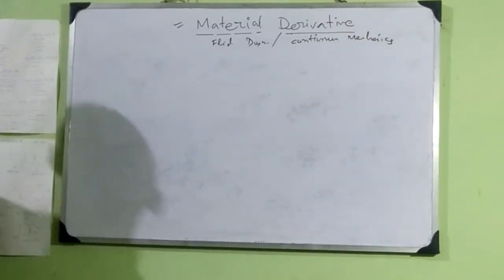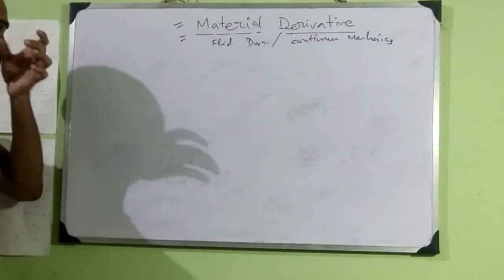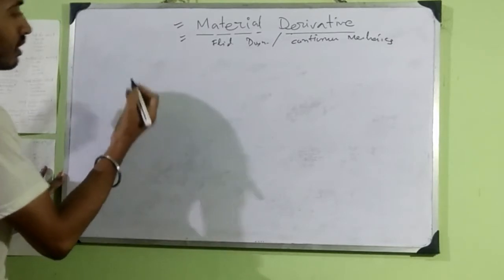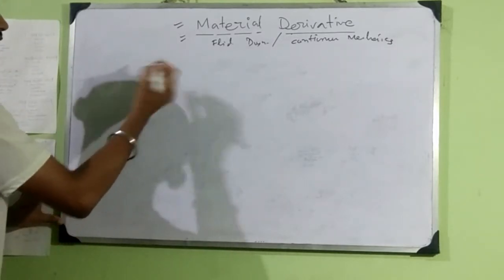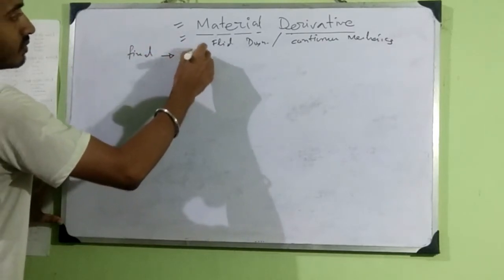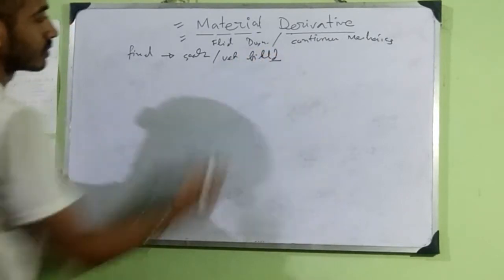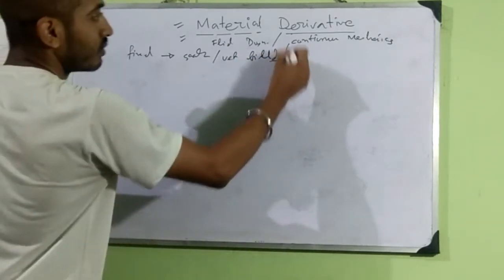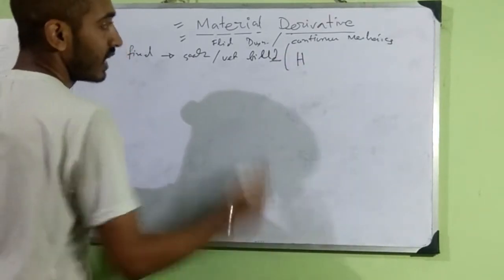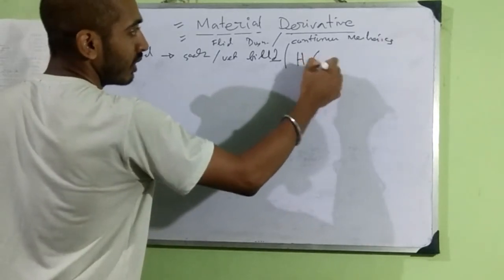Okay, this is a kind of derivative. So for understanding this kind of derivative, the material derivative, you have to have an underlying field. That field may be a scalar field or a vector field. Let's say we have an underlying field that is a heat field, and this field depends upon a spatial variable and a temporal variable.